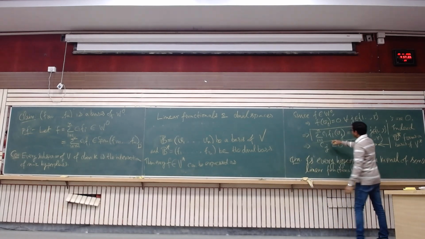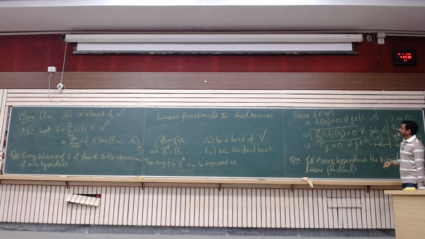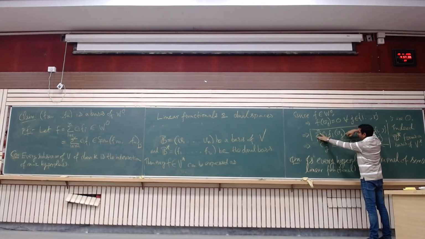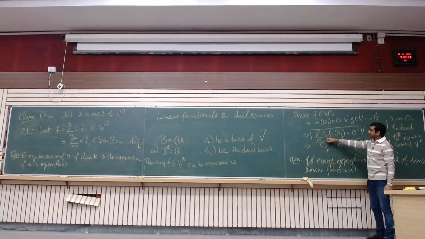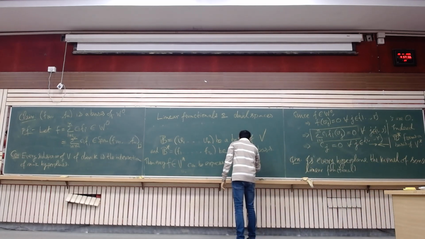What are the coefficients? Well, this is just f of vj, right? f of vj came out to be cj, because f of vj is this linear combination applied to vj, and the only thing that survives is the jth coefficient. So in such a linear combination, ci is just the evaluation of f at vi. So this is just the summation of f of vi fi, i running from 1 to n.